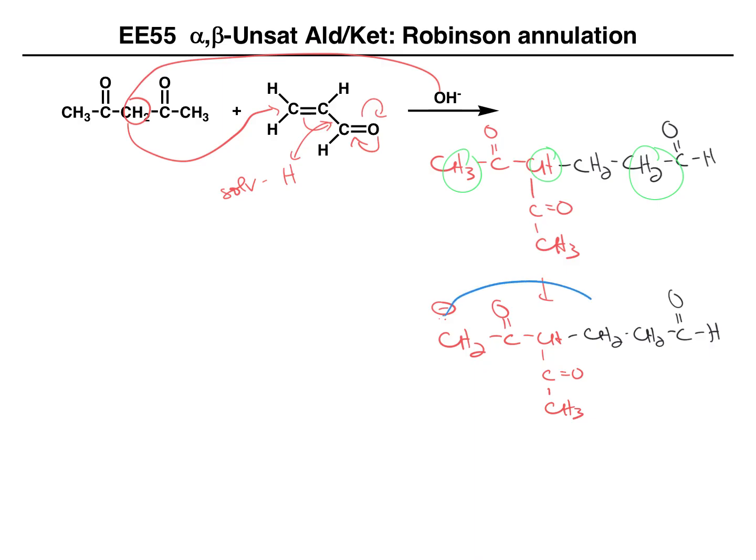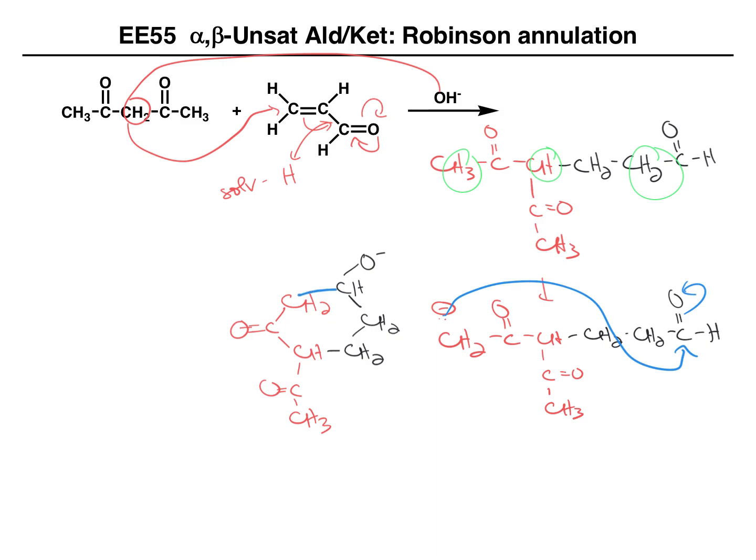So this can add here, pushing these electrons up onto the oxygen. How can we draw this in a way that makes sense? So here is our CH2, which is connected to the carbonyl, which is connected to the CH, C double bond O, CH3. This CH was already connected to the CH2, CH2, CHO minus, and this is the new bond that formed.